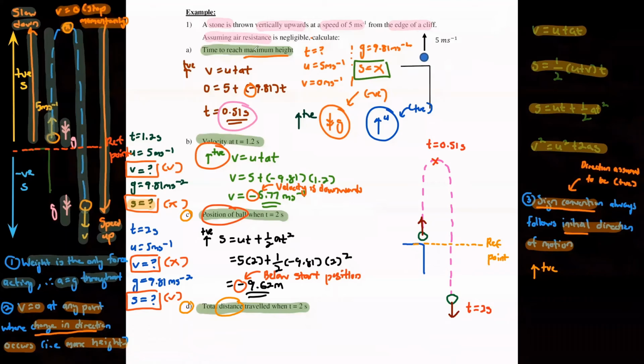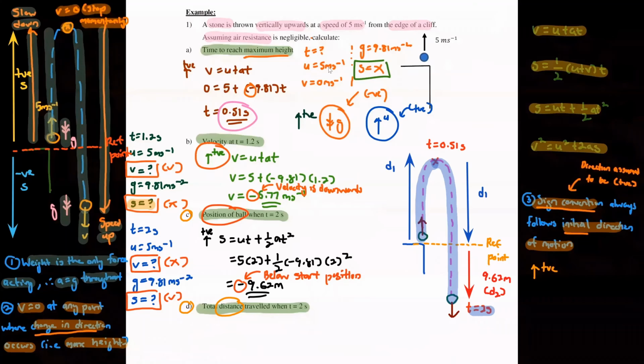Now for part D, when it comes to the total distance traveled, we know that the object was projected upwards towards the maximum height, and then from the maximum height, it went all the way down towards the point where t is equals to 2 seconds. Our total distance can be divided into 3 different segments. The first one will be from the starting point towards the maximum height, which we can label as D1, and then from the maximum height towards the starting position again, which we can again label as D1. They're exactly the same. And then from the starting position towards the point where t is equals to 2 seconds, we already found out from part C that is 9.62 meter. Let's label this as D2.